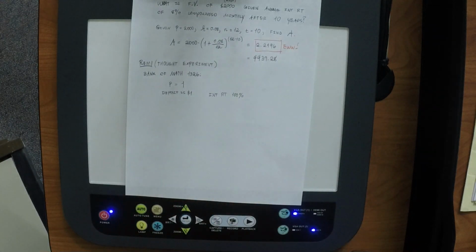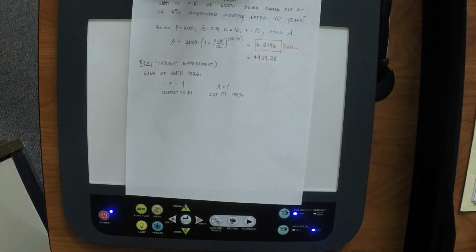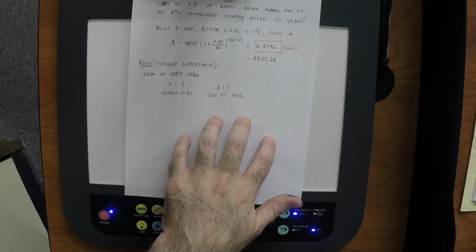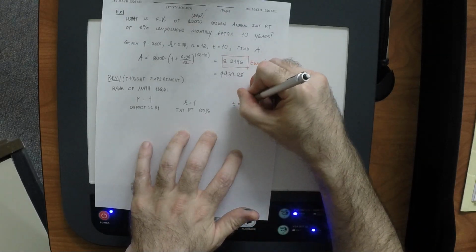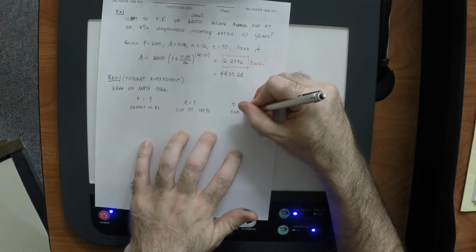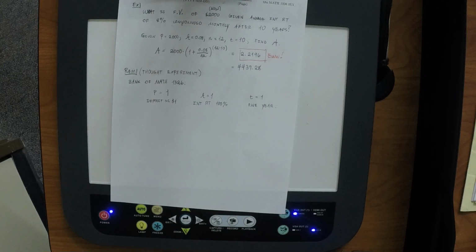So what parameter is that talking about? It's R, right? So what's the value of R? 1. And here's the other thing, is that we only offer contracts of 1 year. That's it. We don't allow for any lesser or any greater contract length. No. T is 1, right? So this is the only contract that the Bank of Math 1326 will agree to.